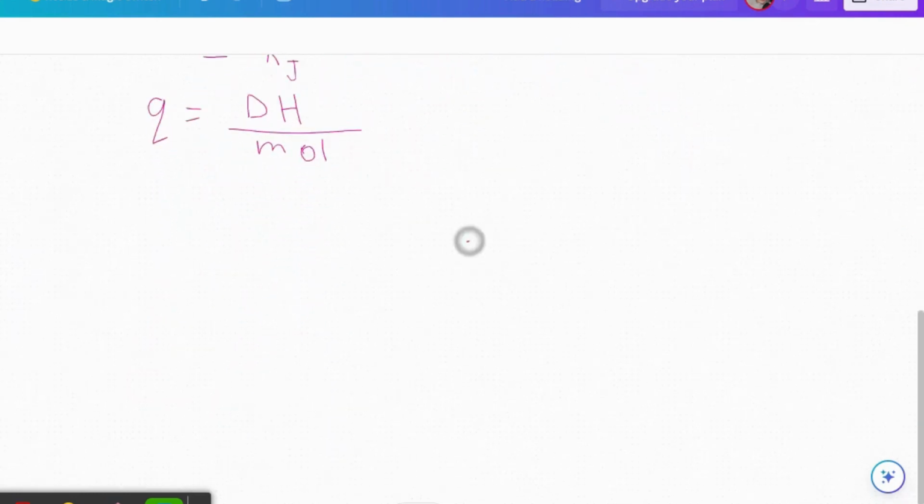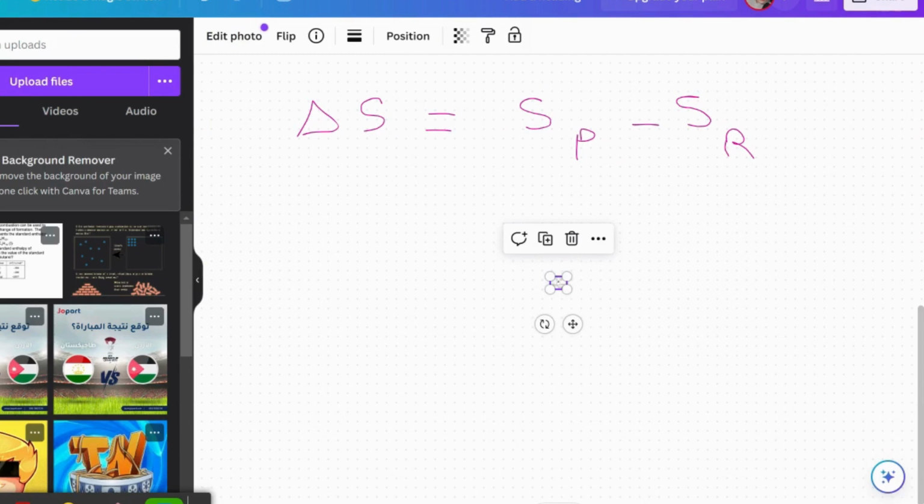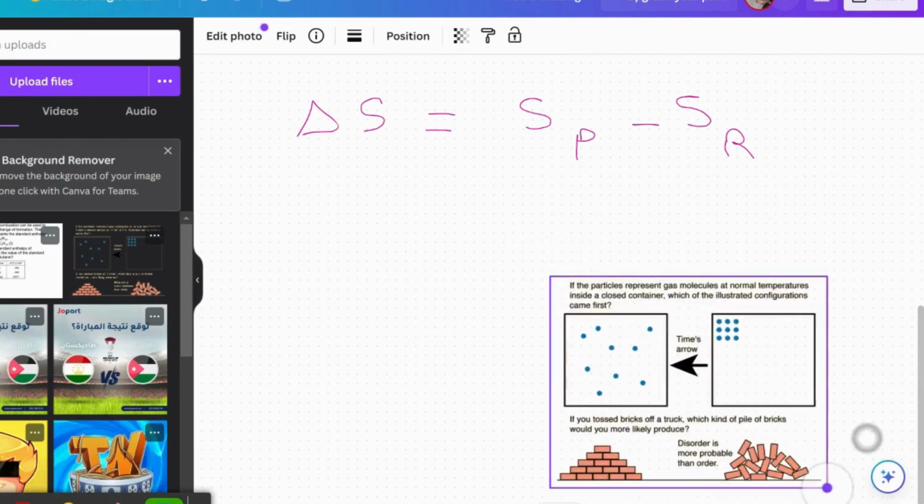Now, what is entropy? Entropy means the randomness or disorder. Delta S, or entropy, is the disorder or randomness of the products minus the randomness, or entropy, of the reactants. They all come with the unit kilojoule. They will be given to you, but what you should know is that randomness increases with increasing particles. Let's take this example. Look at this.